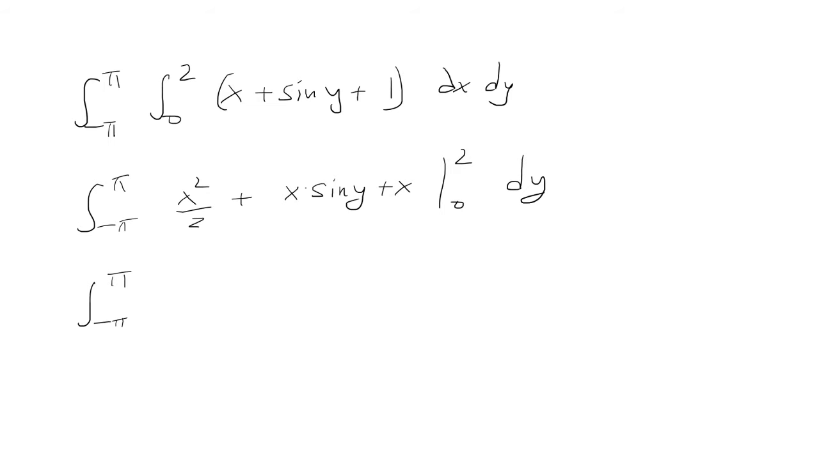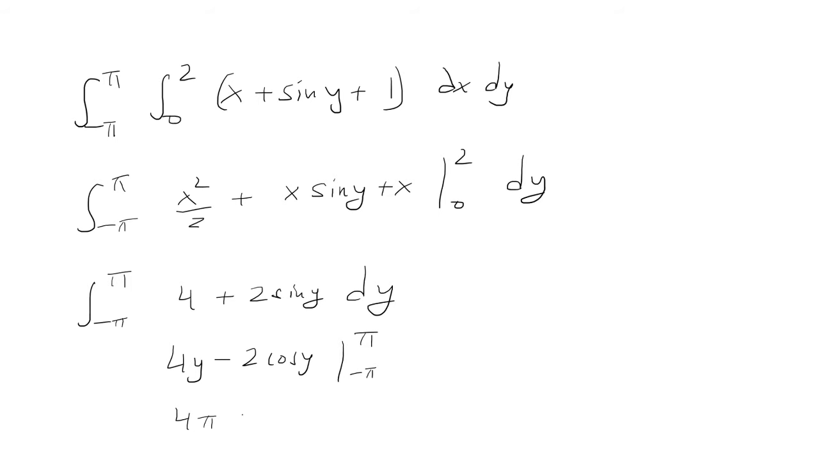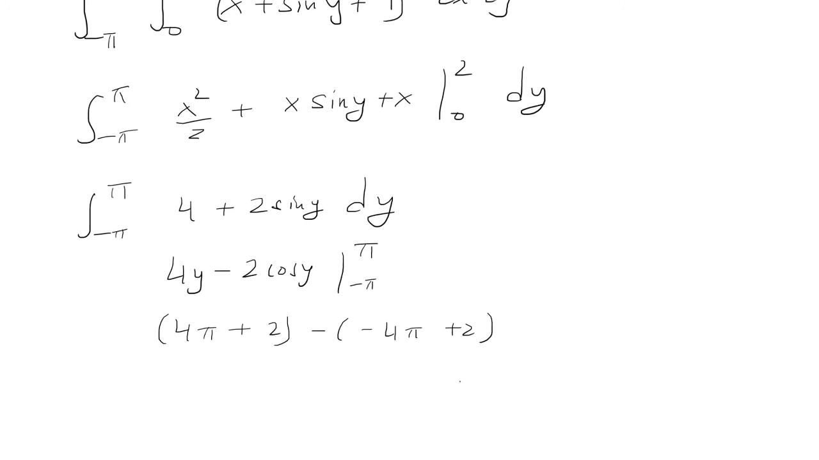Plug in 2. So 2 squared over 2 is 2. And then you have another 2 here, it will be 4. And then 2 sine y. When you plug in 0 for x, you get 0, so we're not going to bother with that. Integrating it, we get 4y minus 2 cosine y from negative pi to pi. So it's 4 pi plus 2 minus negative 4 pi plus 2. And here the 2's are going to cancel, and we're left with 8 pi.